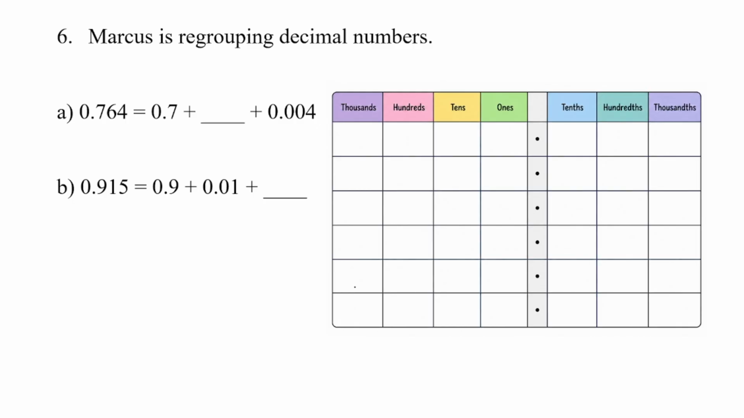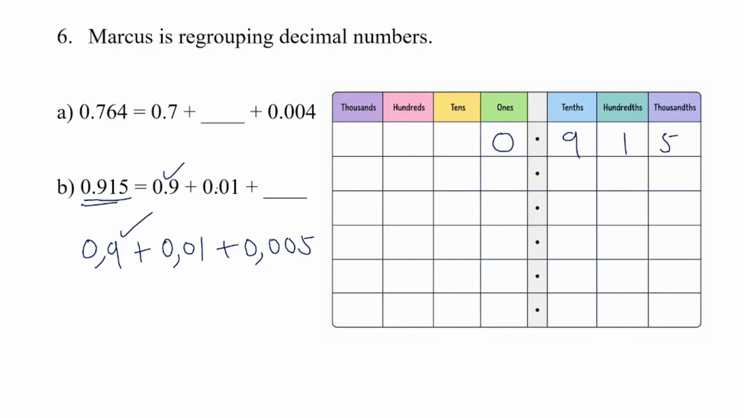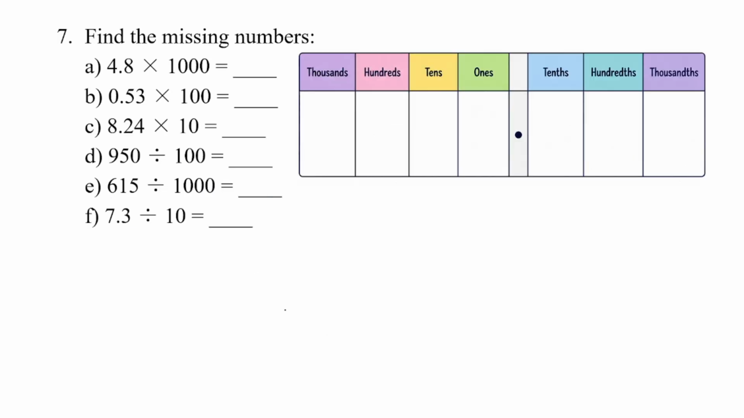The next one, 0.915. So it means we have 0 here, and then 9, and then 1, and then 5, meaning that we have 0.9 plus 0.01 plus 0.005. What is missing here is 0.005. Let's do question 7.